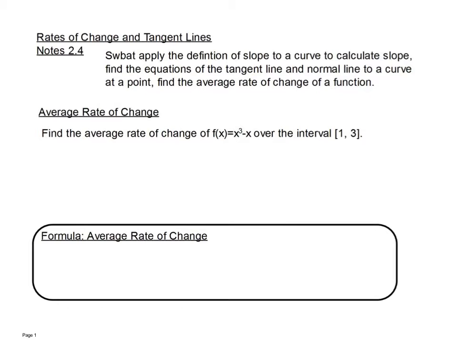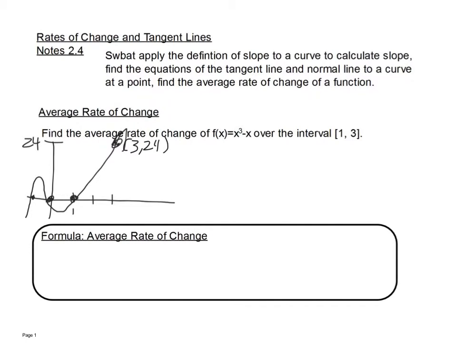All right, so find the average rate of change of f of x equals x to the third minus x over the interval 1 to 3. My function looks like this. You can get those points that I did. This is 3 comma 24, and this is 1 comma 0. You can get those by substituting the x value right into the function. So f of 1 equals 1 to the third minus 1, that's 0. And f of 3 equals 3 to the third minus 3, that's 24.